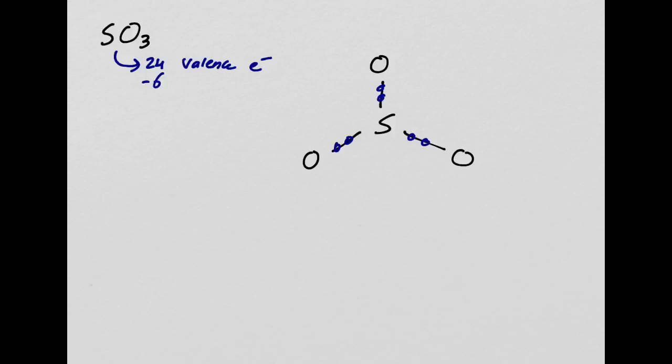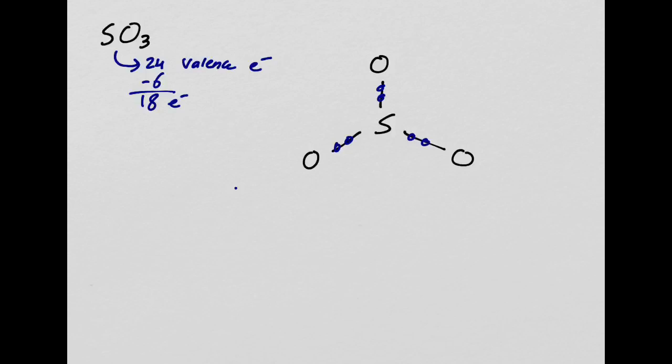Now I need to account for those. Each bond has 2 electrons, so I've already put down 6. 24 minus 6 is 18. Make sure you don't do math in your head on the exam. Use a calculator. So I have 18.